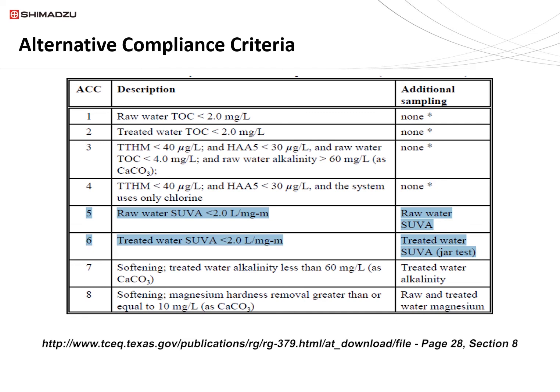Items 1 and 2 are if the TOC is below 2 ppm for raw and treated water, which we saw earlier. Items 3 and 4 are related to THMs and HAA5s. Items 5 and 6 are related to SUVA, which is the UV to DOC ratio discussed earlier, if the value is less than 2 liters per milligram per meter. And items 7 and 8 are related to the alkalinity.